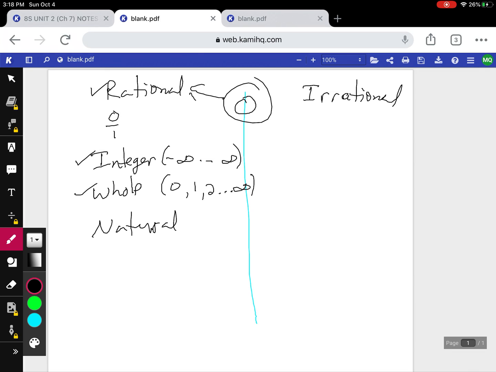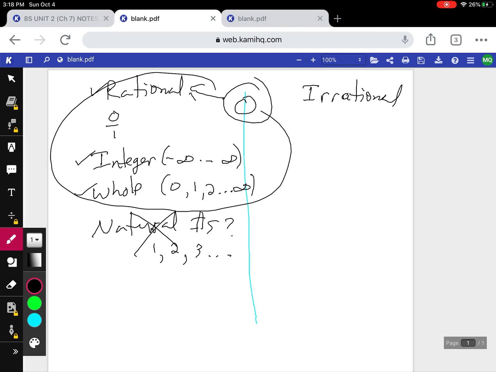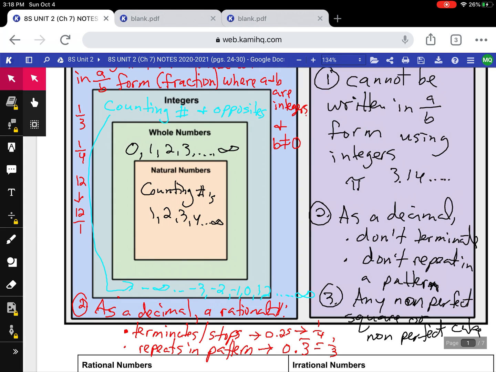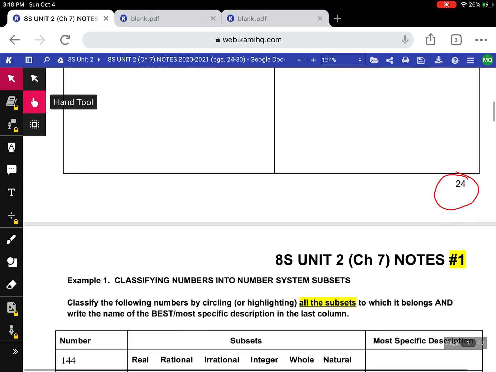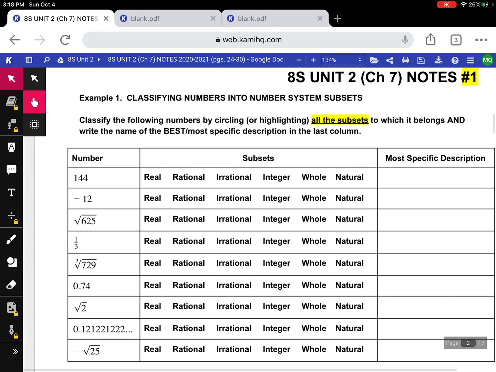Now we talk about our natural numbers. Natural numbers are 1 on up, right? We don't include 0, so it is not a natural number. So this would be my classification. I'm a real number because we're in the real number system. I'm rational, I'm an integer, and I'm a whole number. The most specific would be a whole. That's my most specific categorization, okay? Okay, let's go back to our notes. I just wanted to give you an example, and let's go on to the next page.